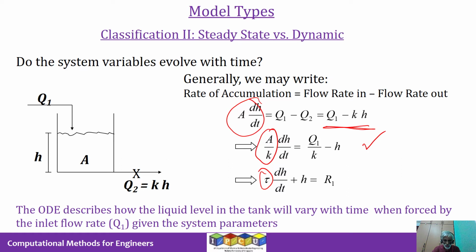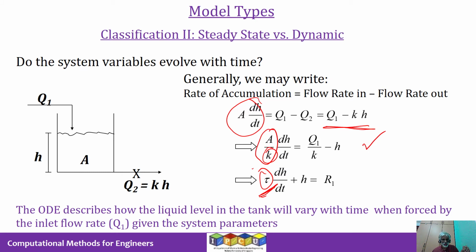If tau, this symbol, is small, it means the system will react fast. If the time constant is big, then the system will be slow. So tau is small means it's a fast reacting system. If tau is big, it is a slow, sluggish kind of system. All right. So basically, A by K is nothing but tau. So if you want to have a small tau, either have a large K.